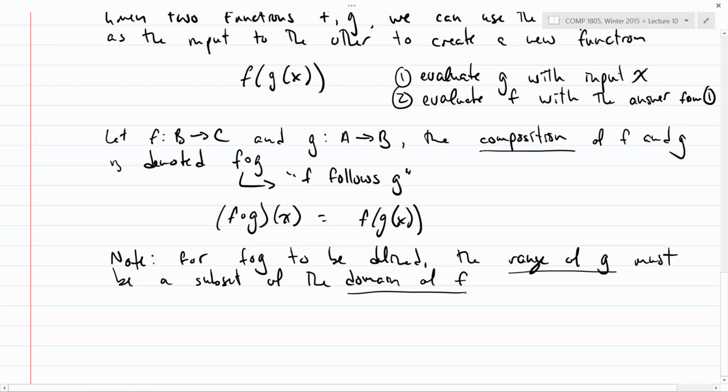So all that's saying is the answer you get back from g had better be compatible with the kind of input that f is expecting. That's all that's saying. Does the definition make sense? Any questions about that? The next 15 minutes aren't going to make sense if you don't understand it.